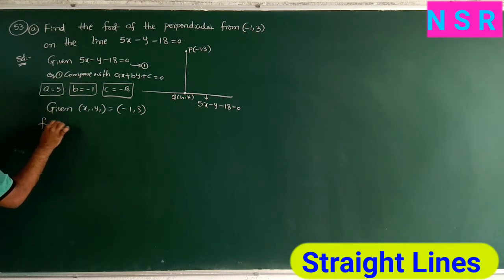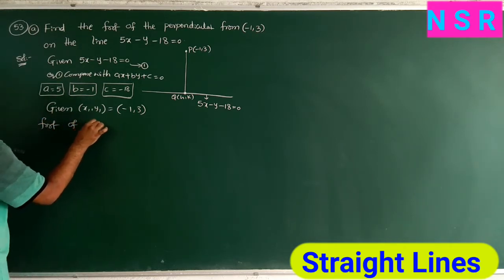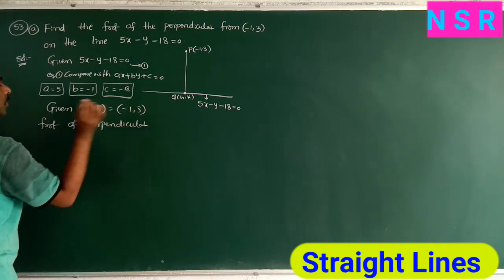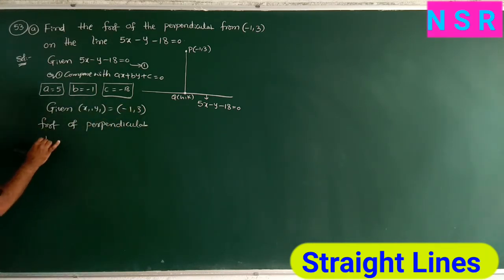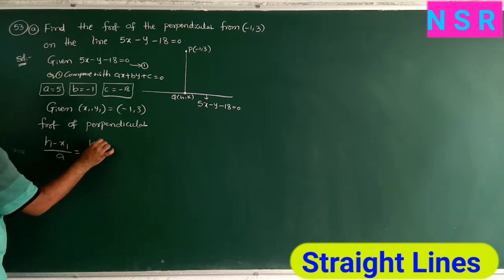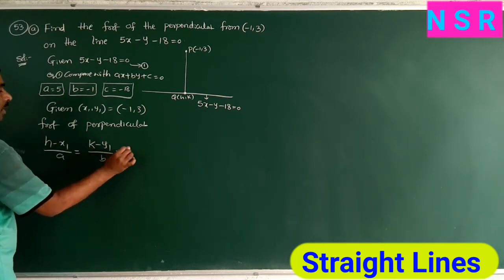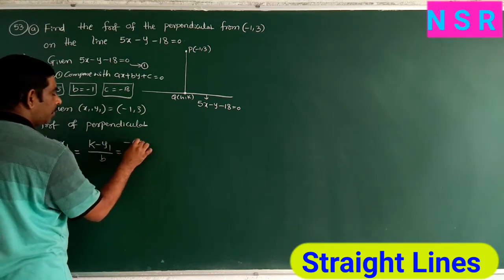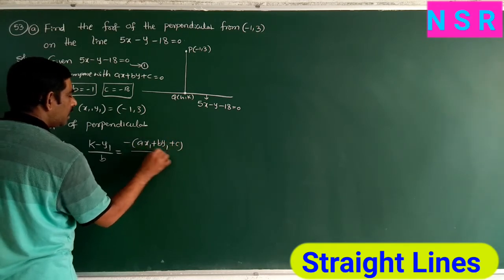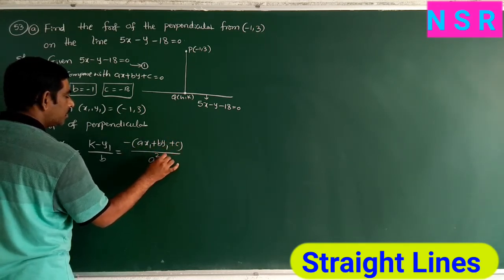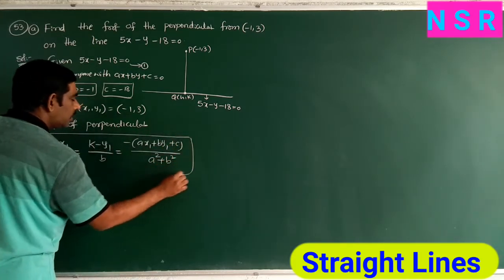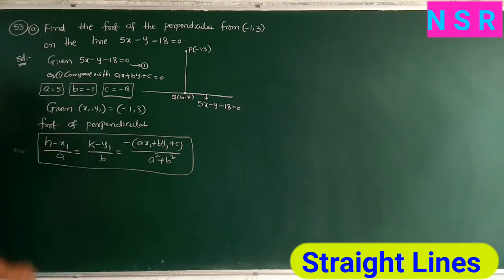Now foot of perpendicular. So we have a formula of foot of perpendicular. So (h minus x1) by a equal to (k minus y1) by b equal to minus of (a x1 plus b y1 plus c) by (a square plus b square). So this is the formula of foot of perpendicular. So substitute all values and find h comma k.